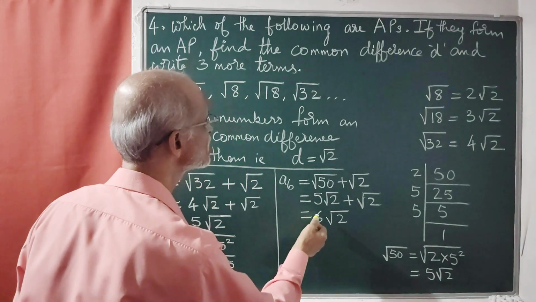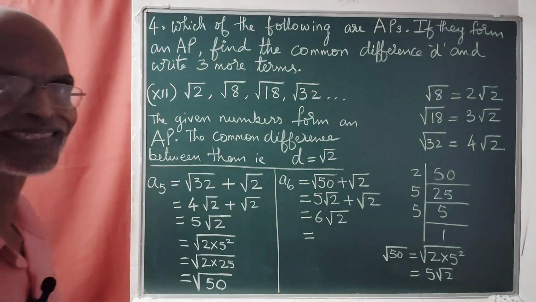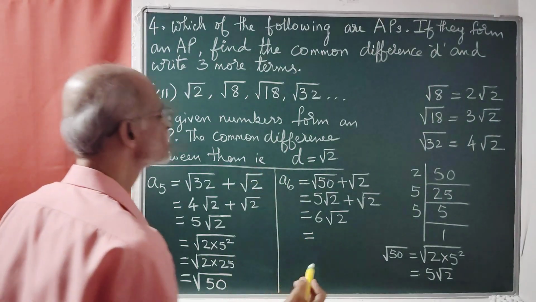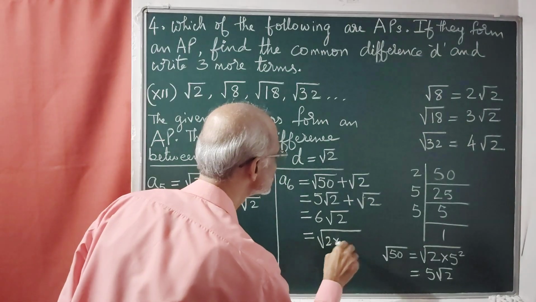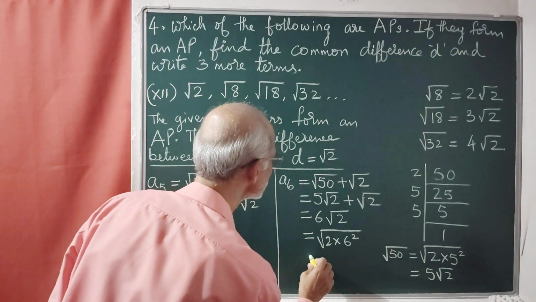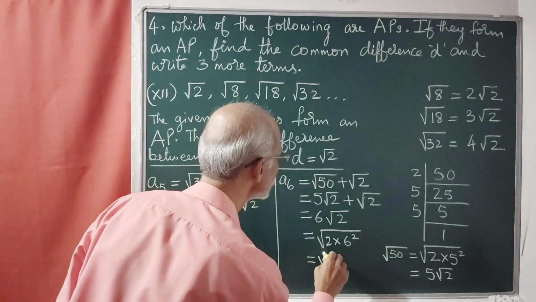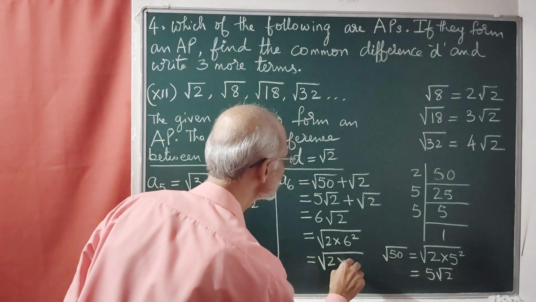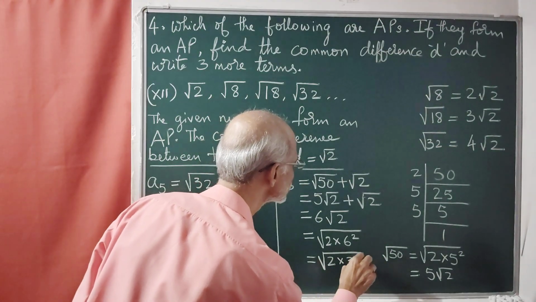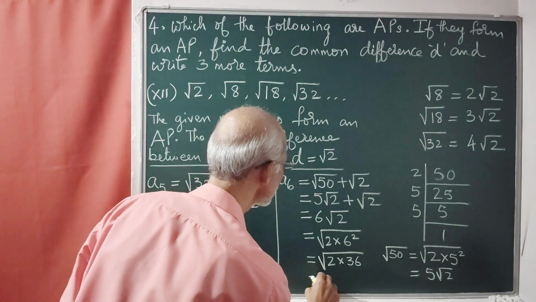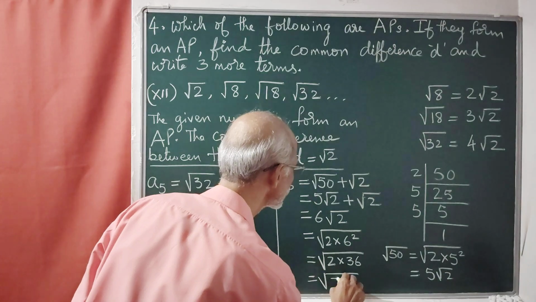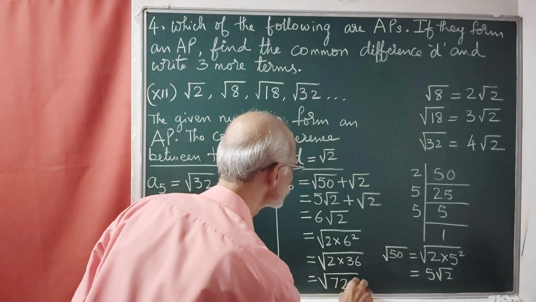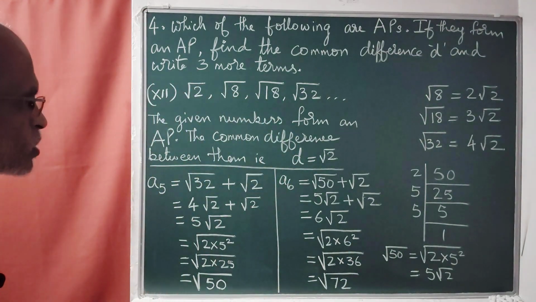Now I will take 6 inside the root. If I take 6 inside the root, it will become 6 square. So we will get root of 2 into 6 square. 6 6s are 36. So we get 2 into 36, which is root 72. So the sixth term is root 72.